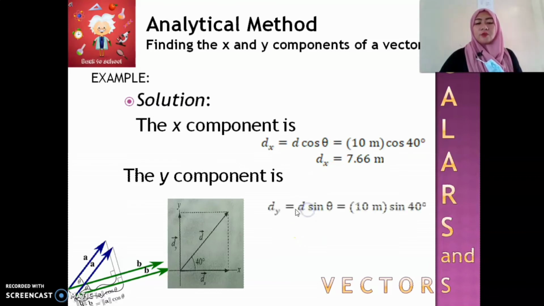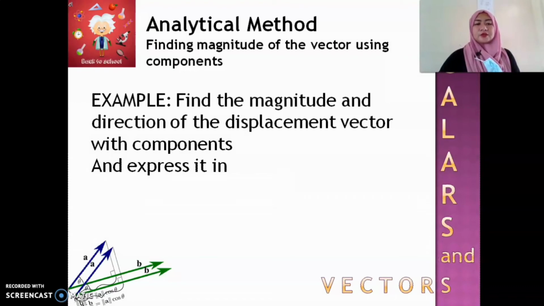To get our y component, we can use our displacement in y is equal to our displacement times the sine of the angle. Substitute the value of our displacement, which is equal to 10 meters, multiplied by the sine of 40 degrees, and you will get our displacement in y is equal to 6.43 meters.